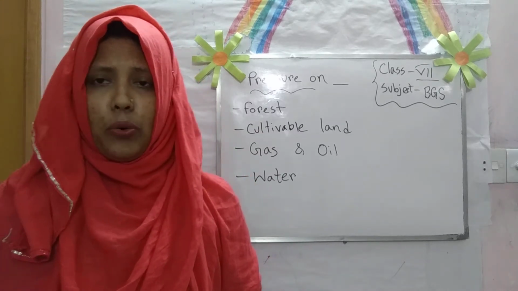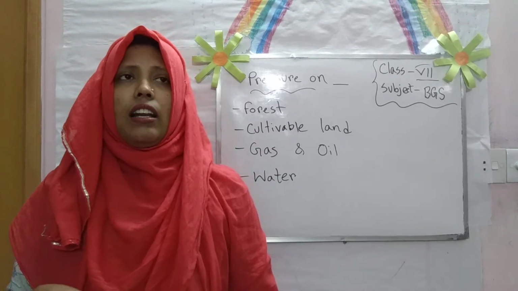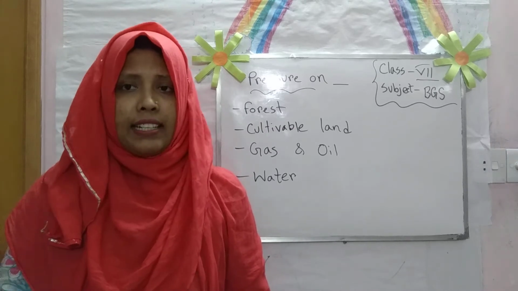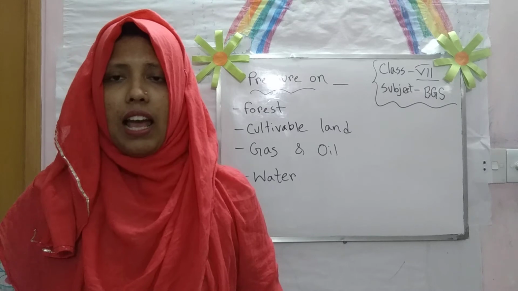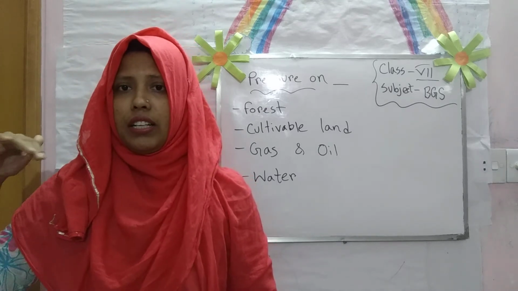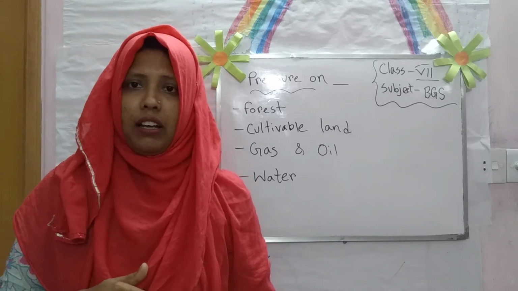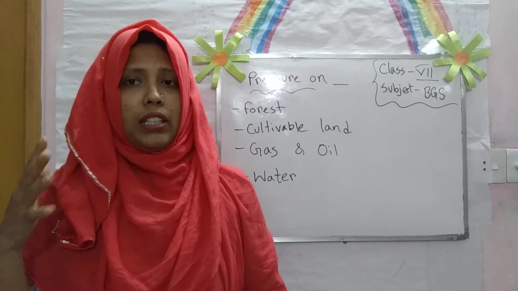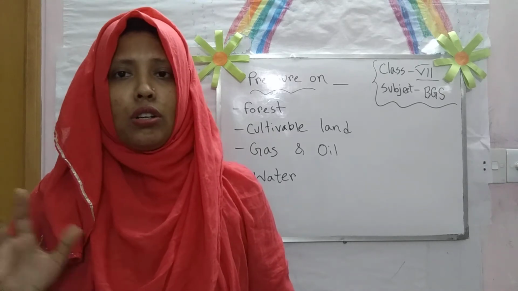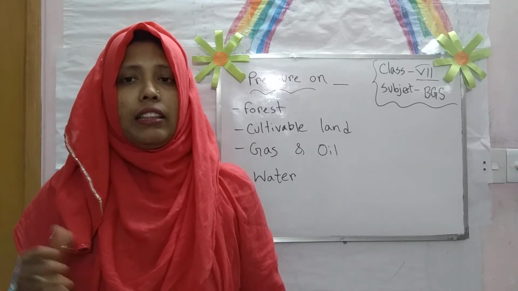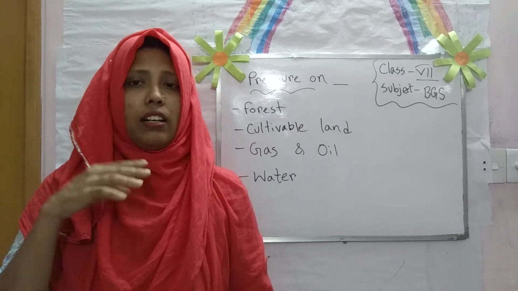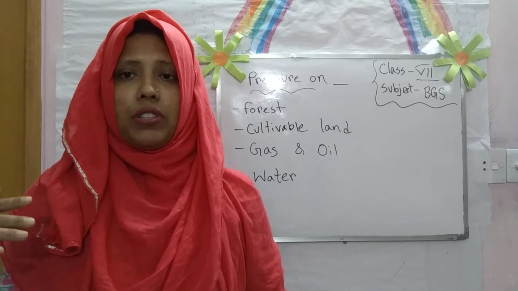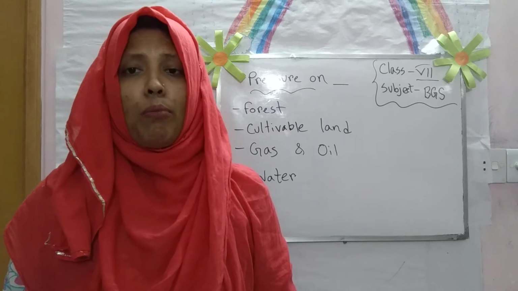Like the USA, Canada, Saudi Arabia, these types of countries have many kinds of natural resources, and their country territory is very big, but their population is not so big. That's why they are developed countries, and their natural resources are distributed widely among their population.